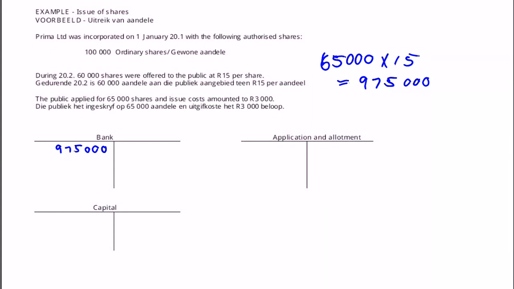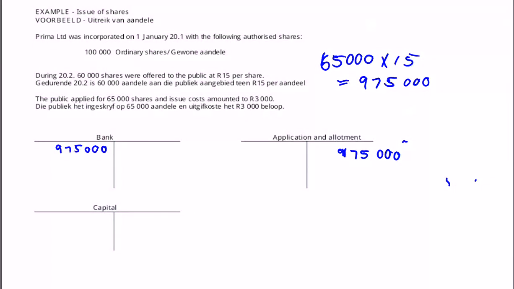Therefore, I first have to take it to the application and allotment account. Okay, now the nature of this account, in essence, is that as of now, it is only still a liability. It is not yet capital, since we haven't given them their shares in return. So either we need to give them their money back, or we have to give them share certificates. So at this point in time, it is still only a liability, not yet capital.